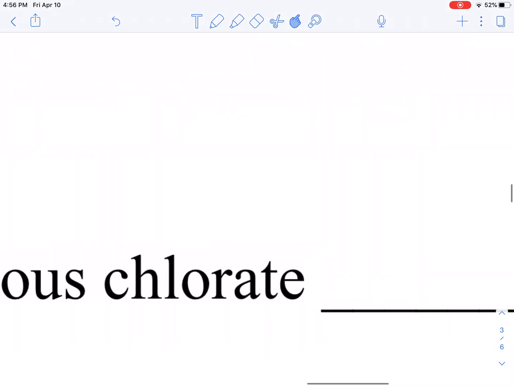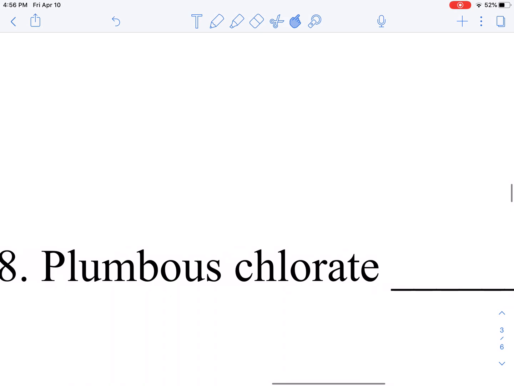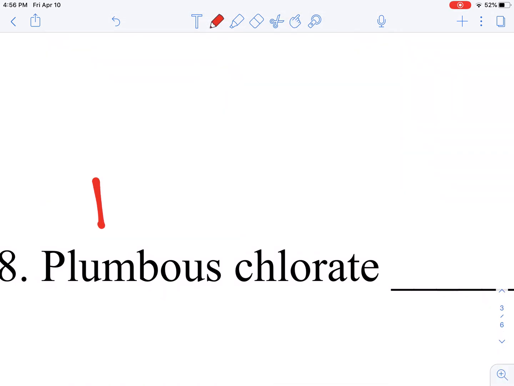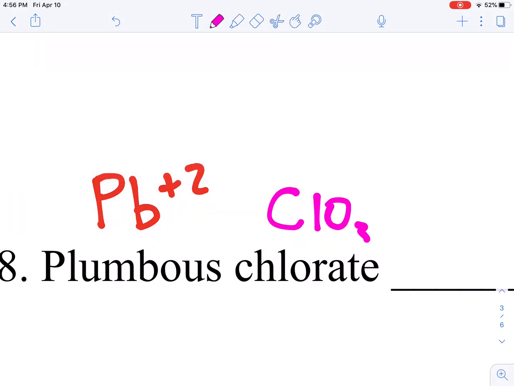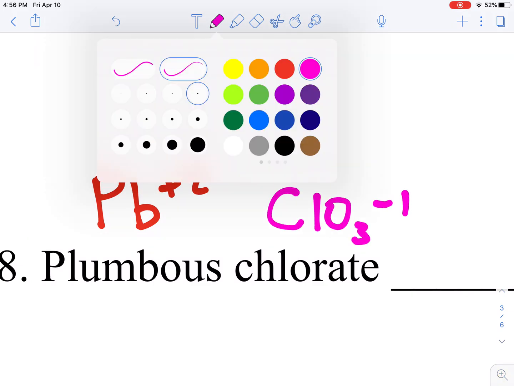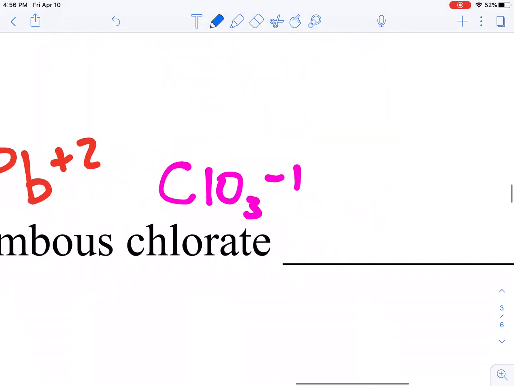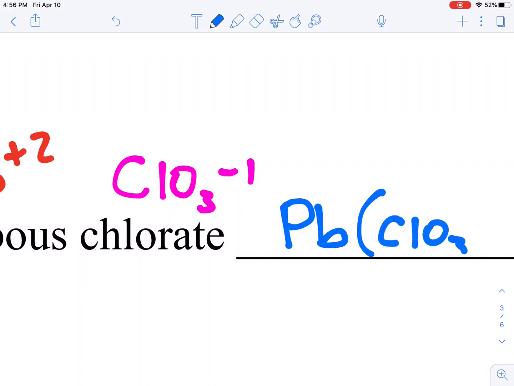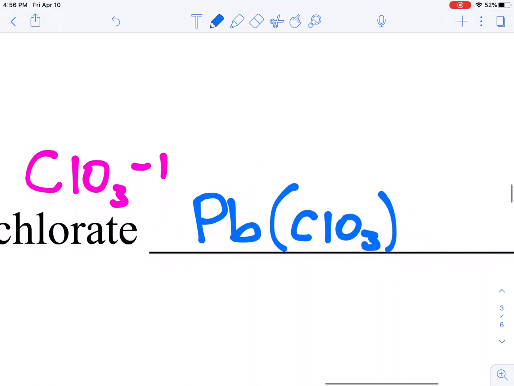Let's talk about plumbous chlorate. Again, your resources for the whole year is going to be really helpful to you here. So plumbous is Pb with a +2 charge. And chlorate is a polyatomic ion that you can see on your list. It is ClO3 with a -1 charge. So either cross your charges or think about how many of each one you need. You need 1 lead and you need 2 chlorates. So we're going to put that thing in parentheses. And it's 2 chlorates, not 3, excuse me.